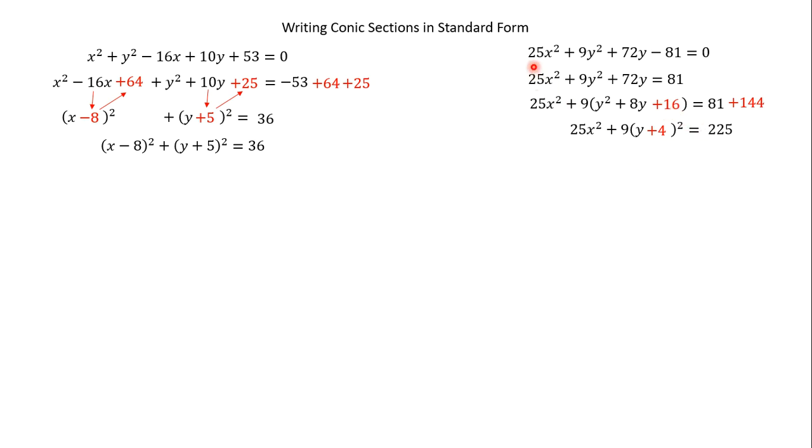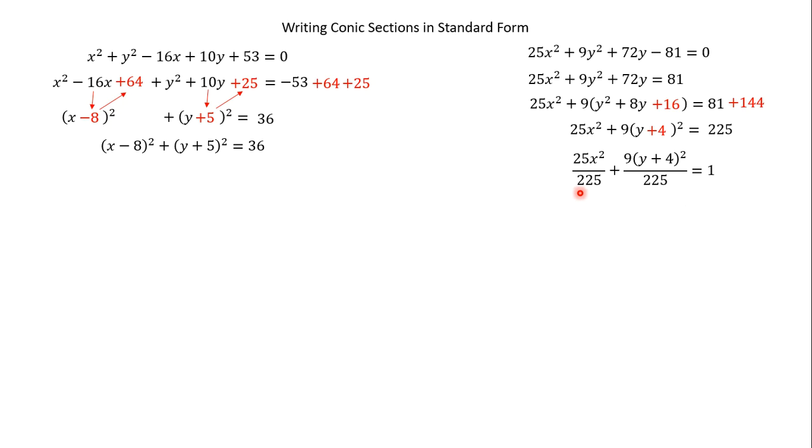Now, what kind of conic section is this? Well, let's see. We have both x squared and y squared. They're both positive. And then do they have the same coefficient? 25 and 9? No. That makes this an ellipse. What are ellipses equal to? 1. How do we turn this 225 into a 1? No, you don't subtract 224. How else can we turn the 225 into a 1? Divide by 225.